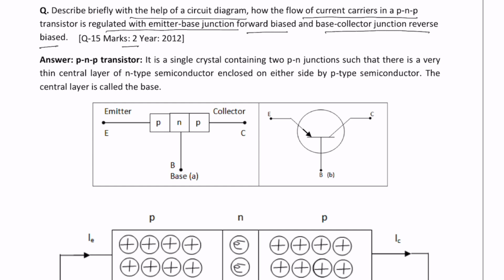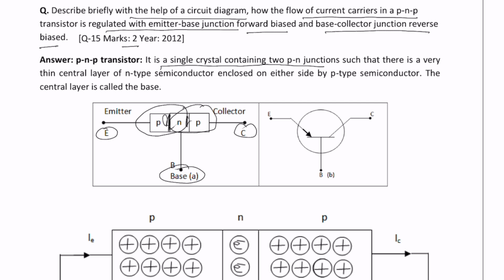Let us understand the PNP transistor now. This P type is the emitter, this is the collector, this is the base. Collector, emitter and base are always these, but whether collector and emitter are moderately doped, heavily doped or lightly doped is decided as per the doping ratio. Now it is a single crystal containing 2 PN junctions. This is one PN junction, the other PN junction is this. 2 PN junctions are there.